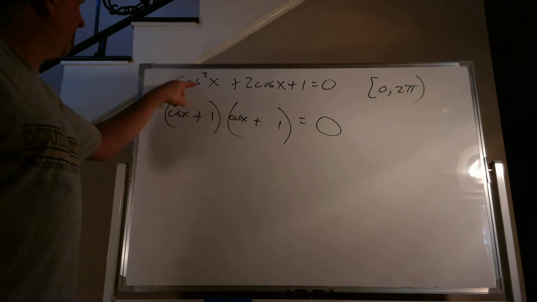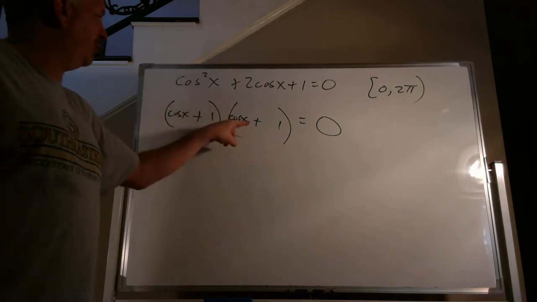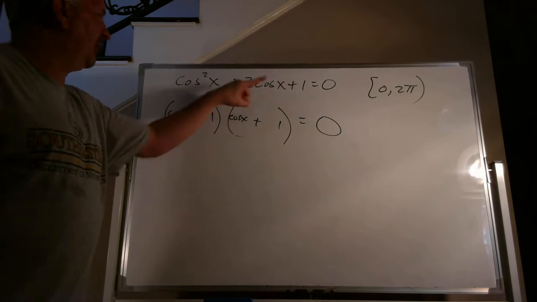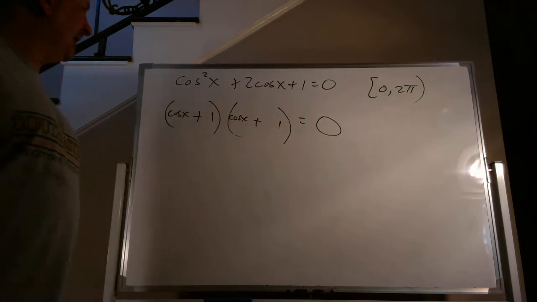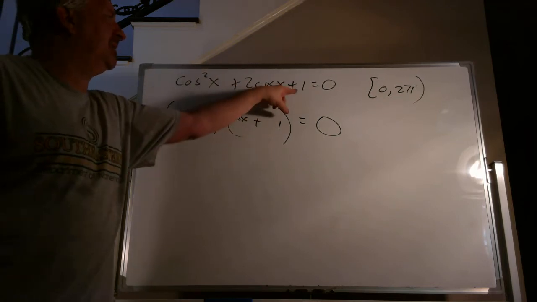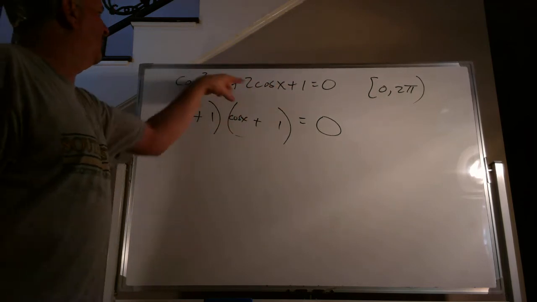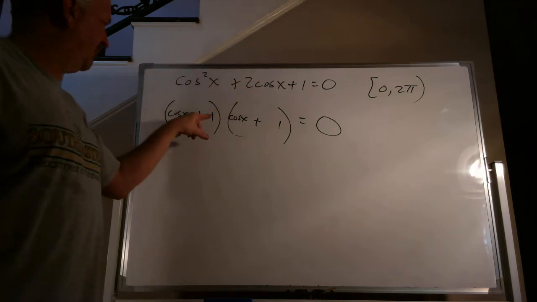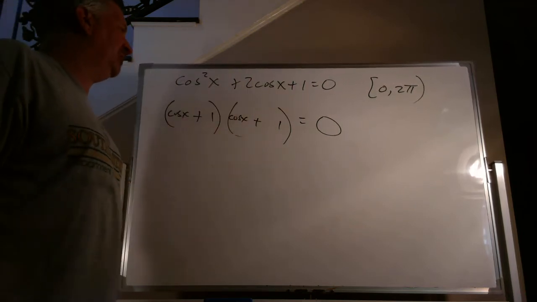Cosine x times cosine x is cosine squared x. 1 cosine plus 1 cosine is 2 cosine x. 1 times 1 is 1. I can't tell you how many times I've had students do this sort of thing, and the thing that messes up is the constant. Because the first is the hard part. And they say, oh, that works, so I'm good. But check your constant. Plus 1 times plus 1 is plus 1.